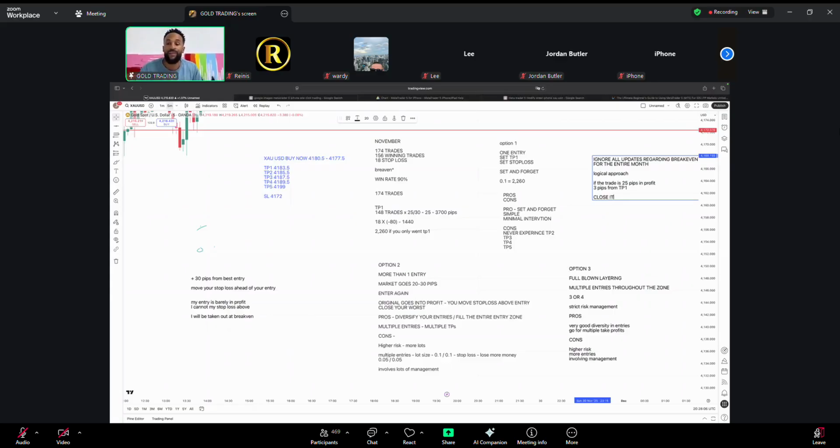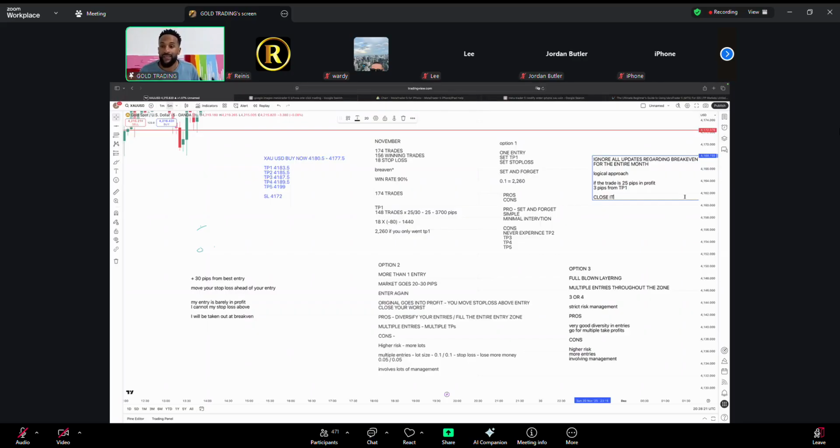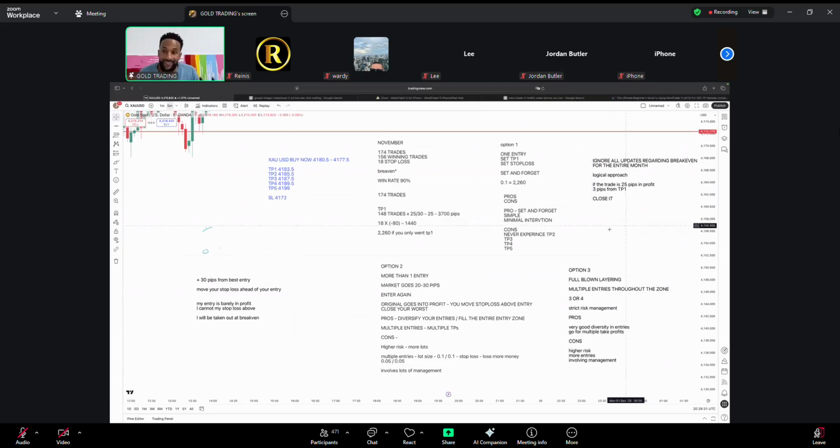So these are the 3 options that all have pros and cons. There is no perfect approach. This is the financial markets. This is trading. Now, the reason that we promote moving your stop loss ahead of entry is to protect your capital at all times. However, the ultimate decision is with you.